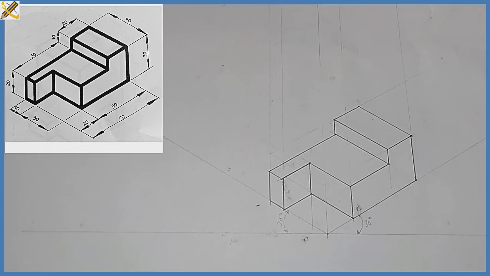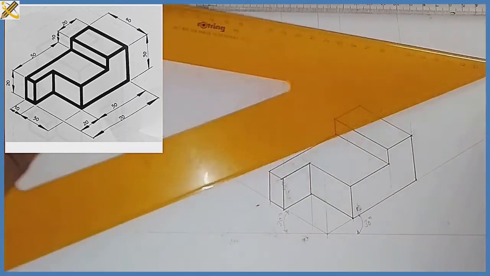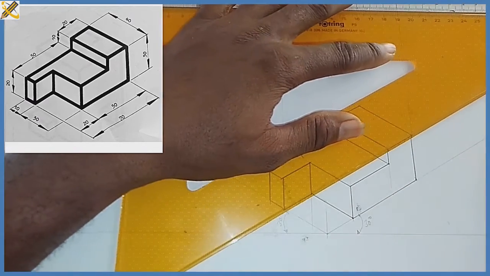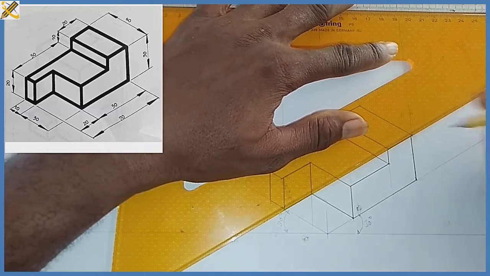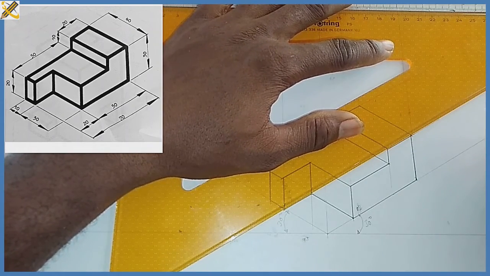All right, so another thing I want to call your attention to is the art of dimensioning our object. Okay, so I'm going to dimension this just as it is in the question up there. All right, so this comes right here.